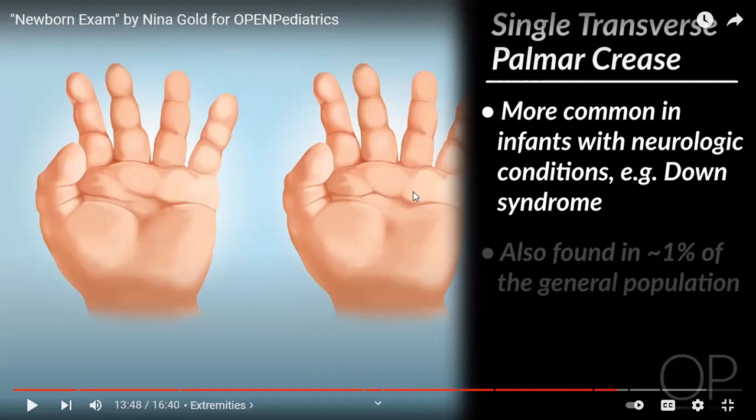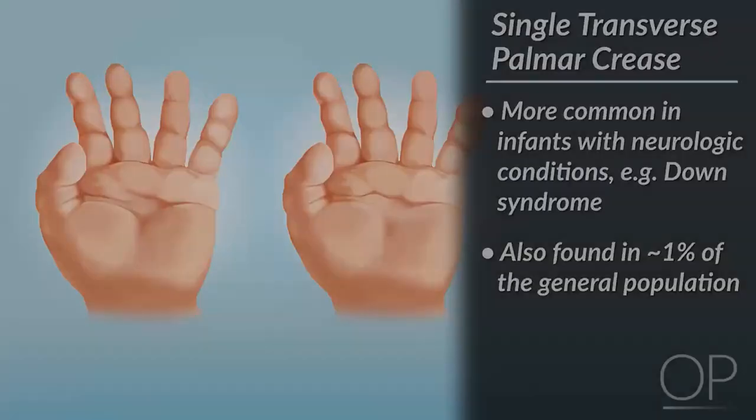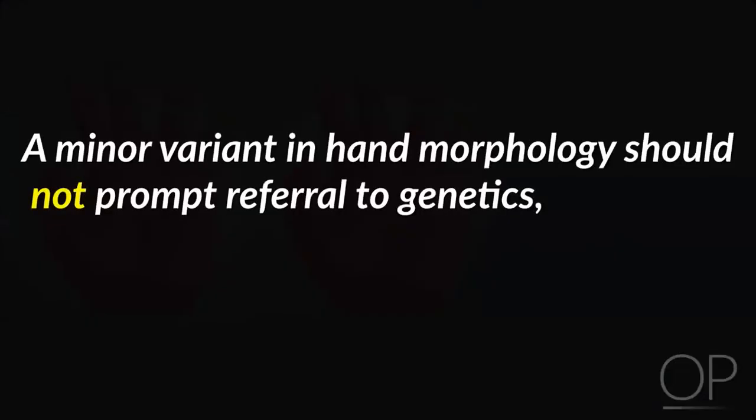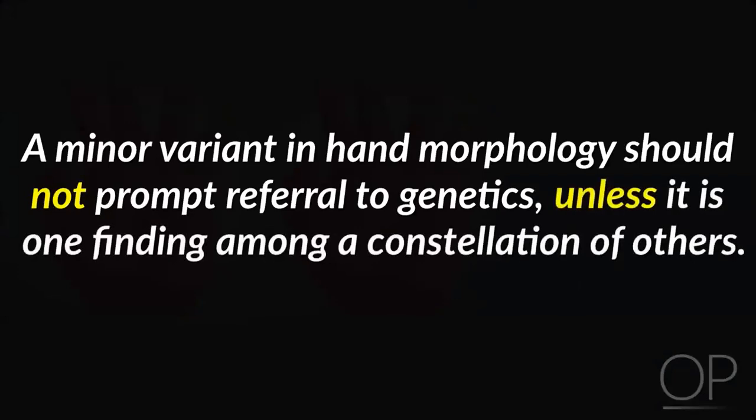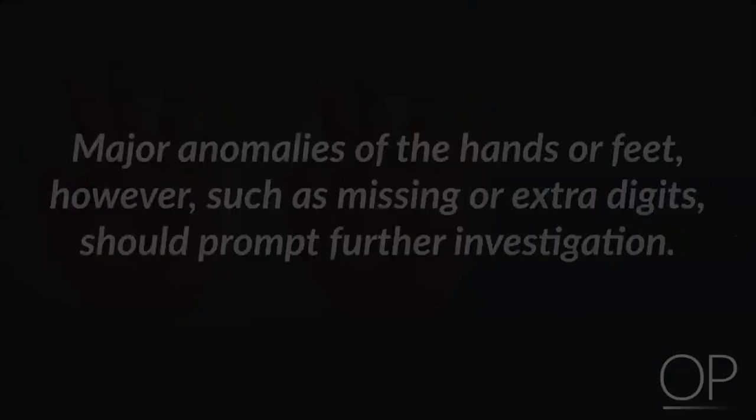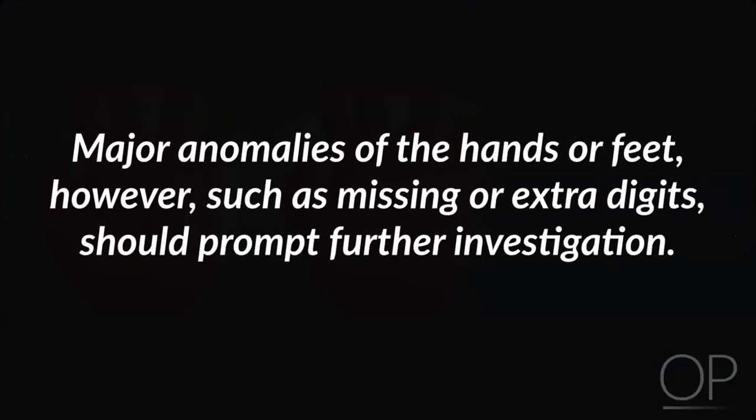It is also found in about 1% of the general population. A minor variant in hand morphology should not prompt referral to genetics unless it is one finding among a constellation of others. Major anomalies of the hands or feet, however, such as missing or extra digits, should prompt further investigation.